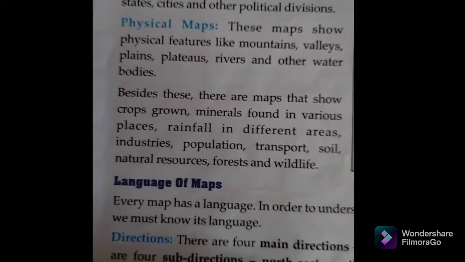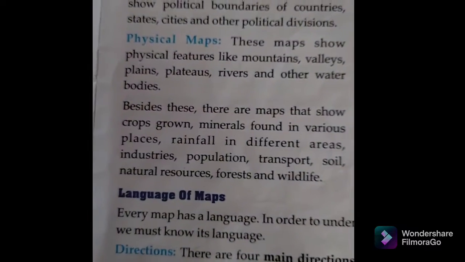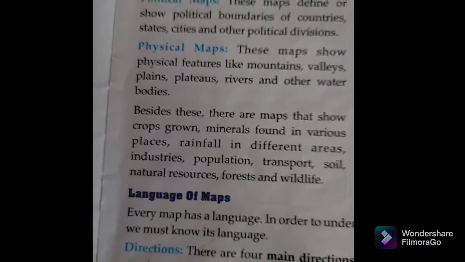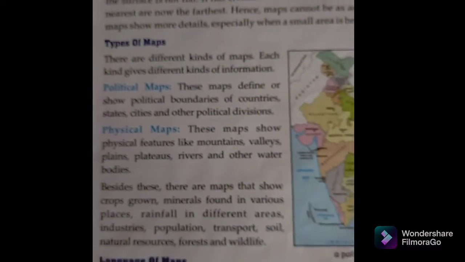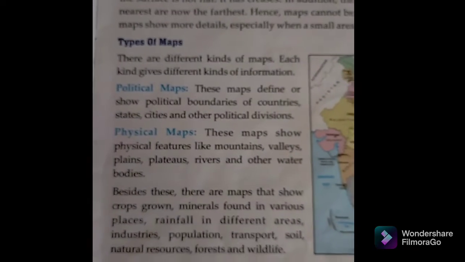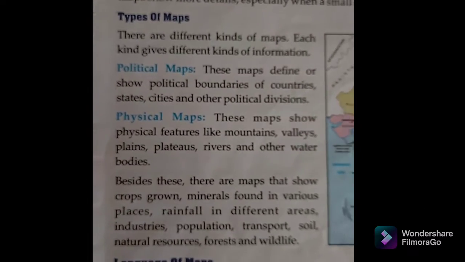In physical maps, these maps show physical features like mountains, valleys, plains, plateaus, rivers and other water bodies. Maybe there is not a map here, but I think I have one in an atlas, but I cannot show it right now. We'll see that in another video.